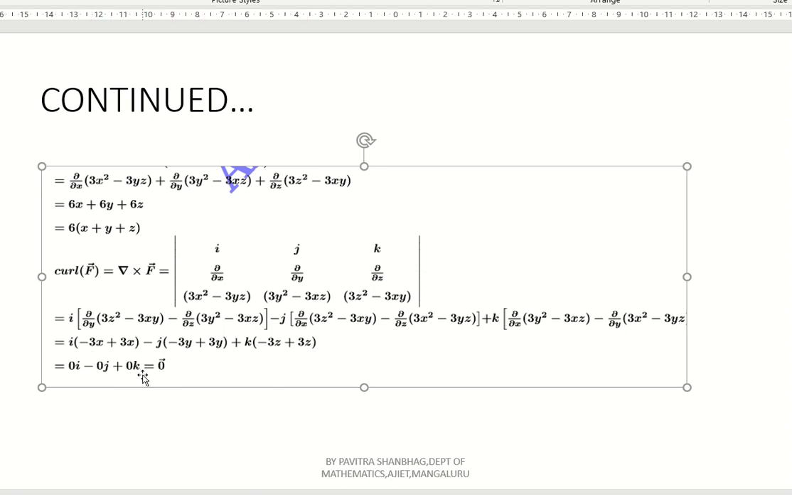That is nothing but totally null vector or zero vector. Okay, so what is the curl of f? Curl f equal to 0 vector, and here divergence f equal to 6 into x plus y plus z, right? Now let us move to the next example.